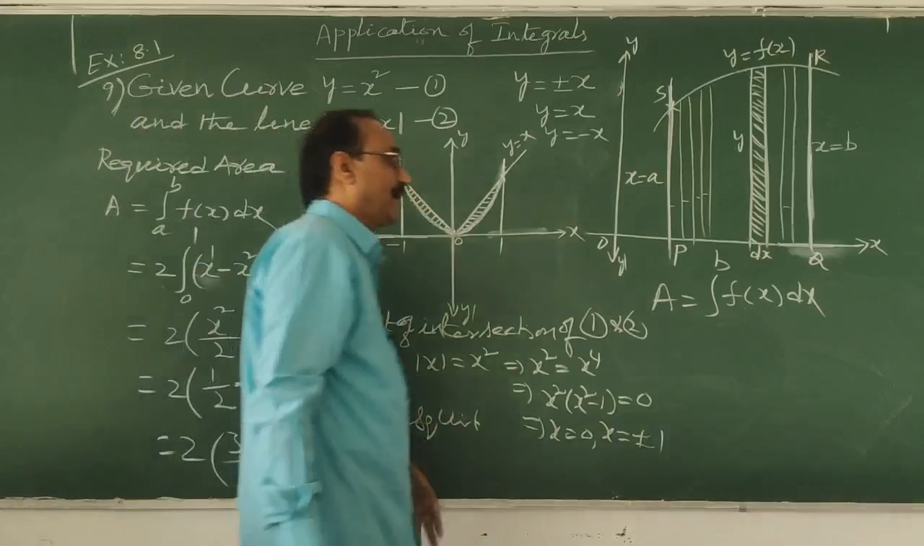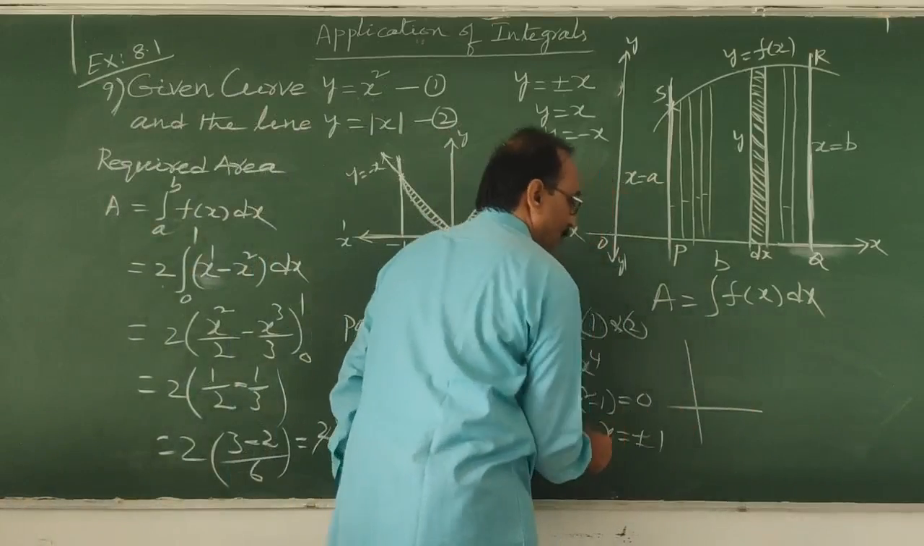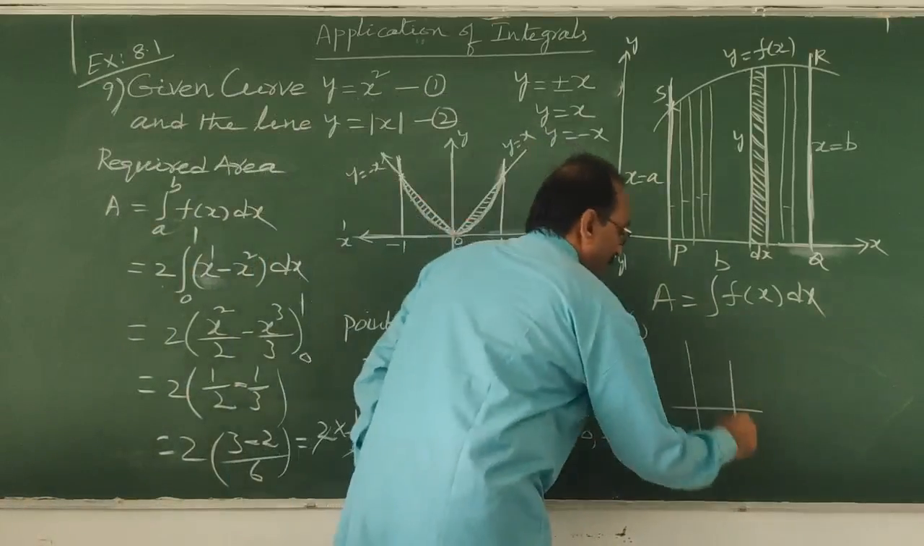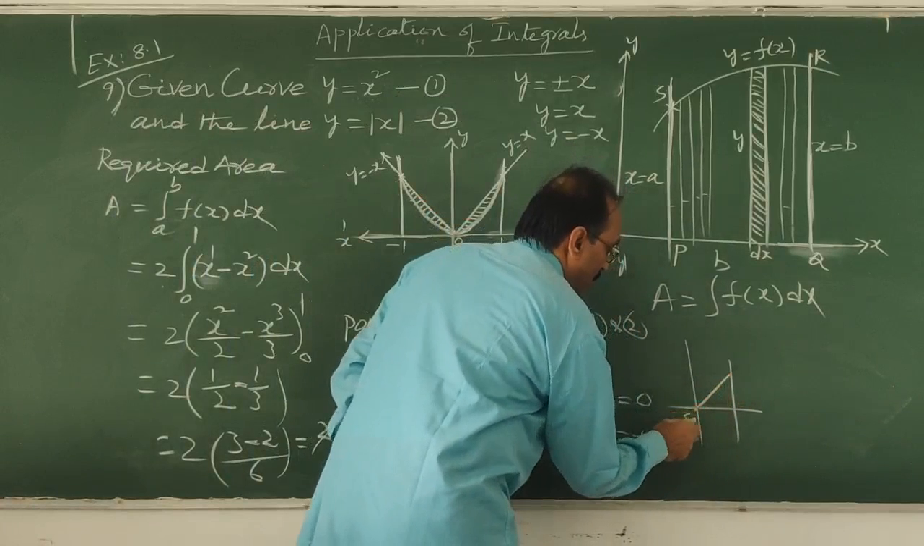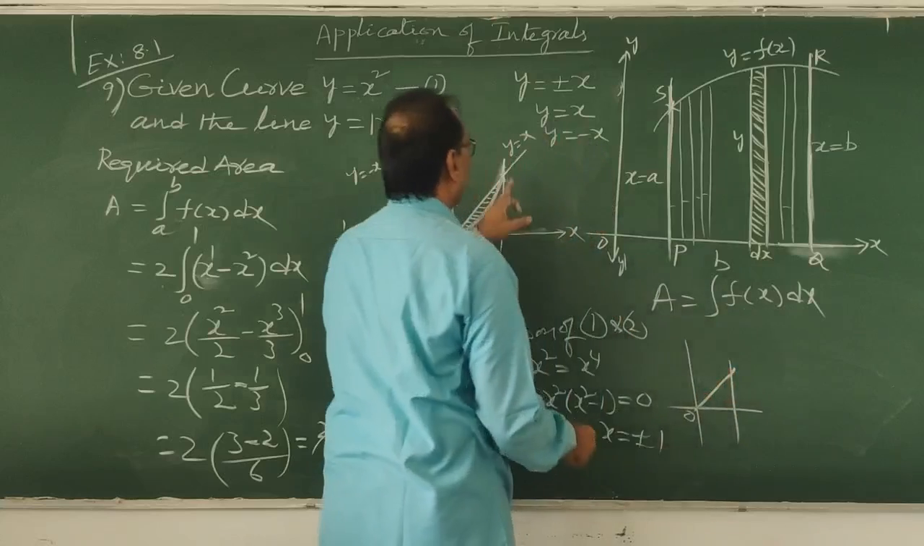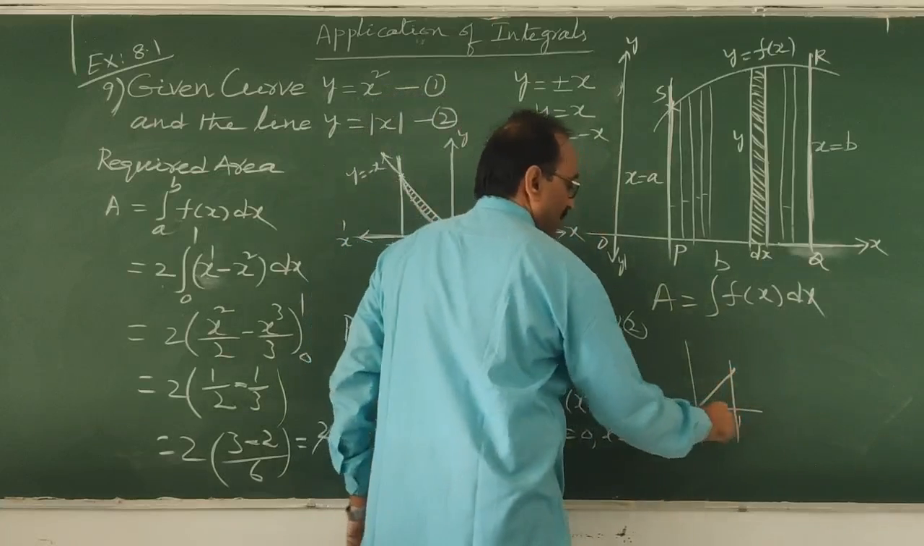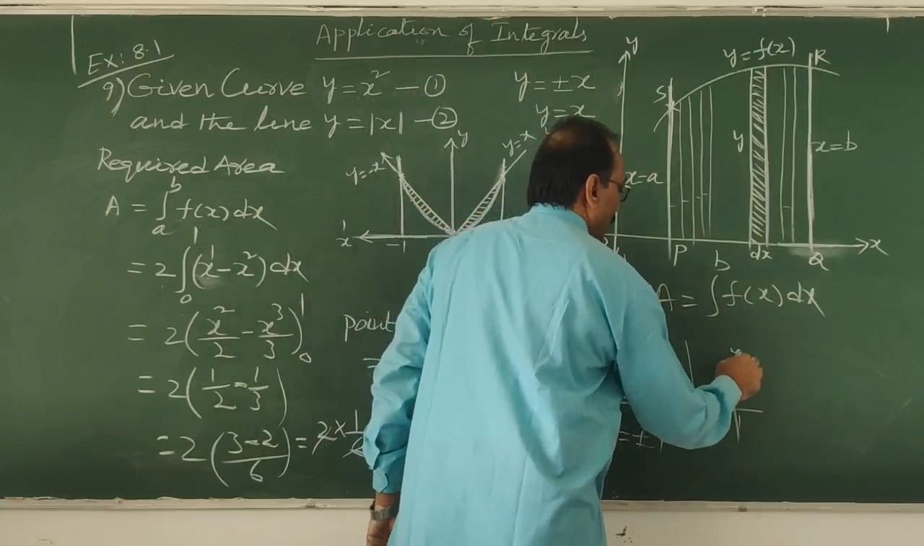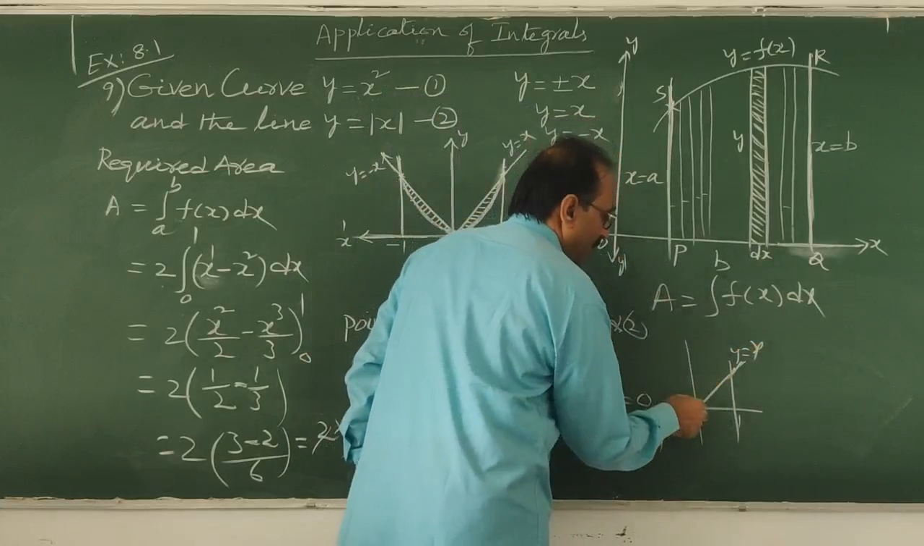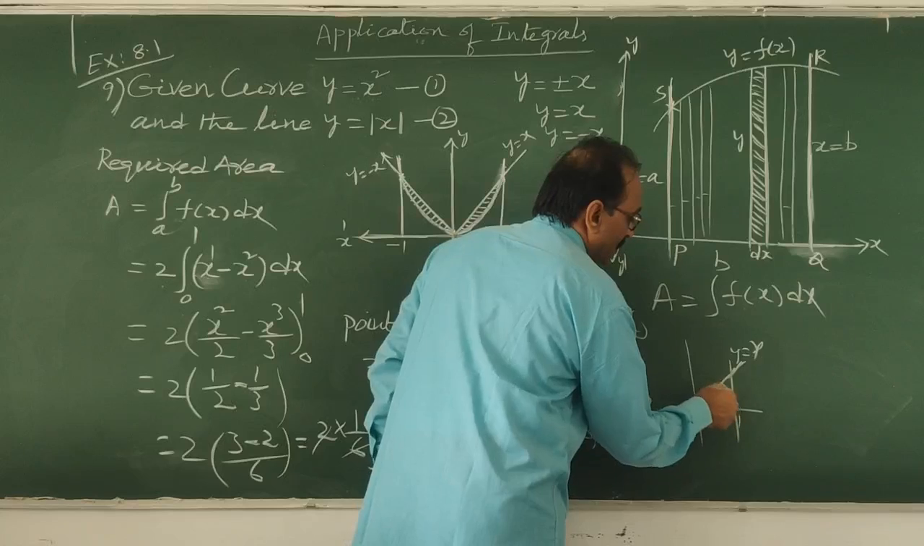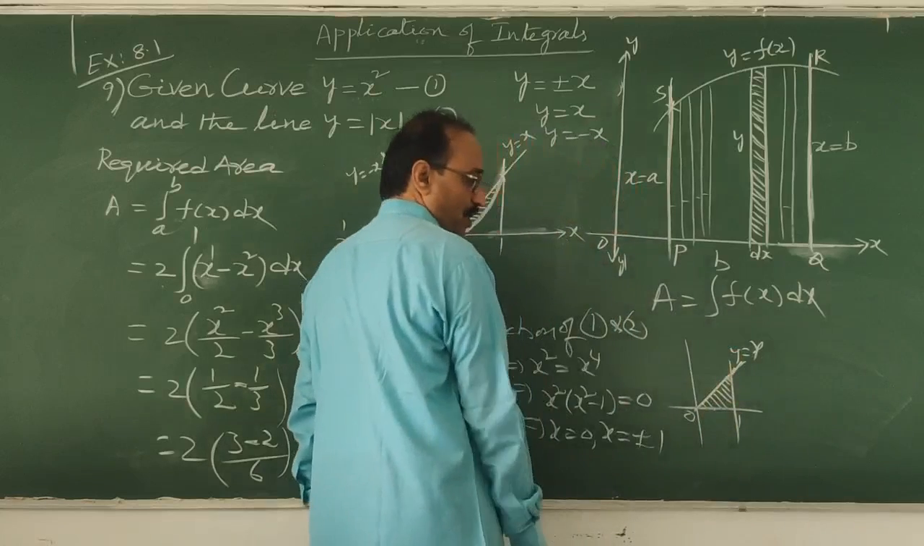I will show you why you are writing like this. I will show you 2 diagrams. See, here you see. This is 0. This is, say, point 1. This is the line. Which line is it? y is equal to x. So what is the area? This is the area. 0 to 1 under the line means this total area will come.